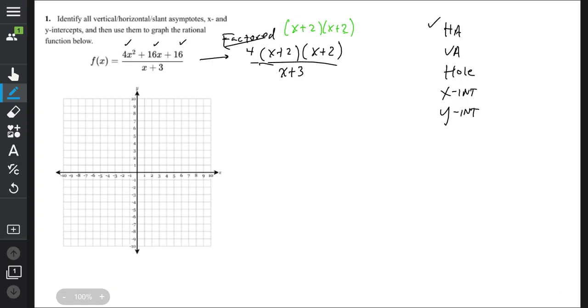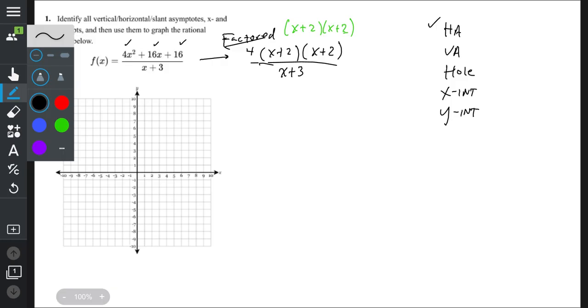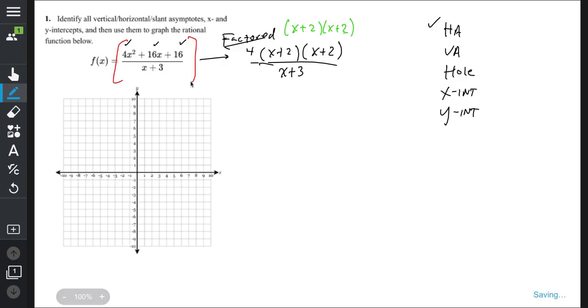HA, it's about degree, comparing the degrees on the top and the bottom. When it's unfactored, like here, it's very easy to see that degree is heavier on top by 1. Heavier on top by 1 means there's going to be a slant asymptote. Okay, and we'll come back to that later because we're going to have to calculate this.